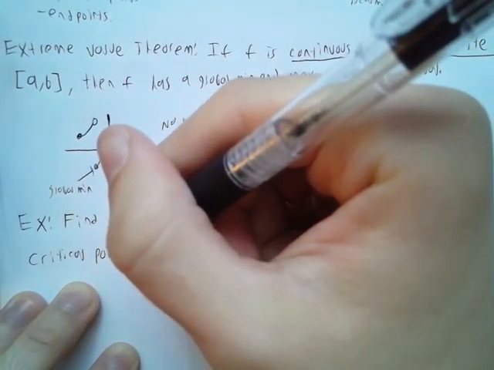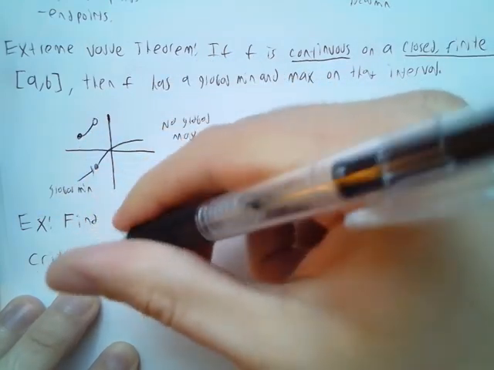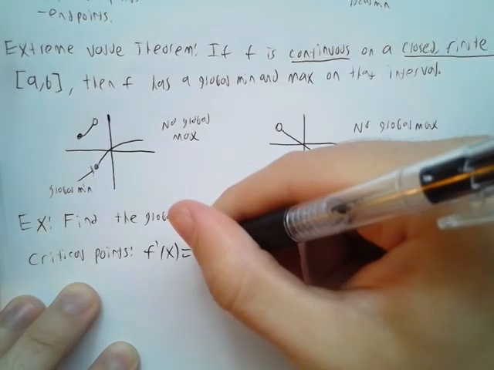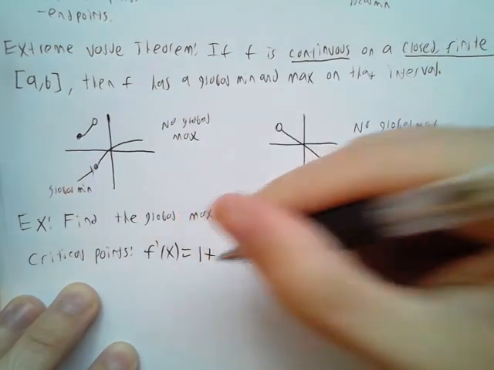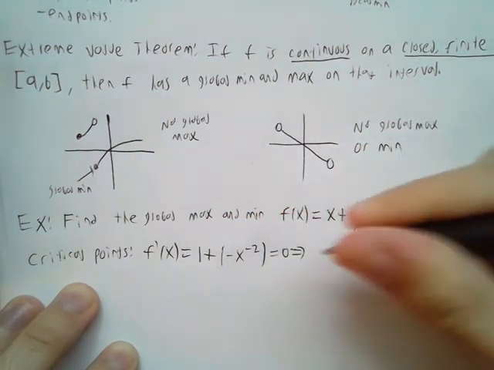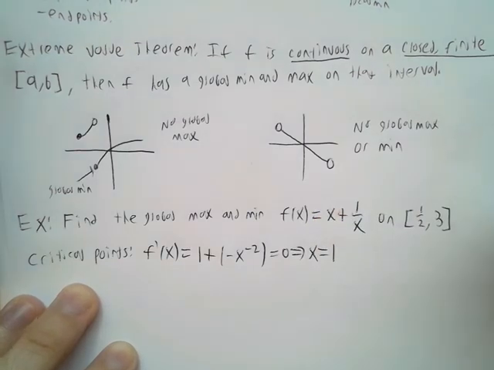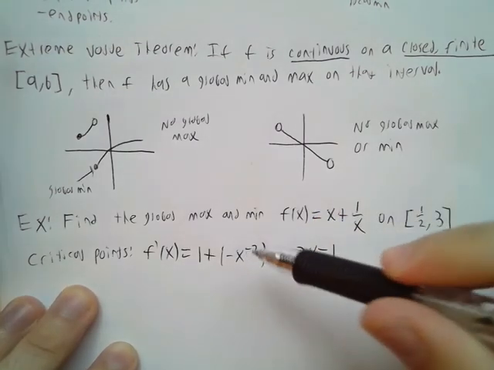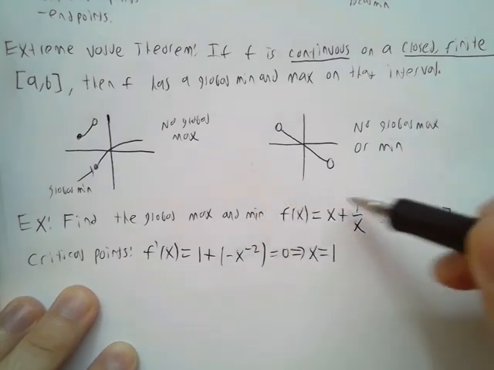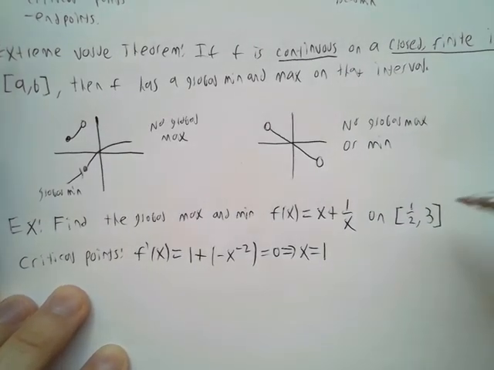So critical points, we have f prime of x equals 0. The derivative of this function is this. This equals 0 implies that x is equal to 1. Now there's other critical points. x equals -1 is a critical point, and also x equals 0 is a critical point because the derivative is undefined there. But notice the domain of our function is only 1/2 to 3, so points outside of that we're going to ignore. So our only candidate point is x equals 1.